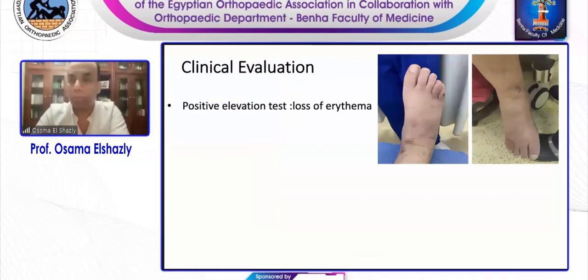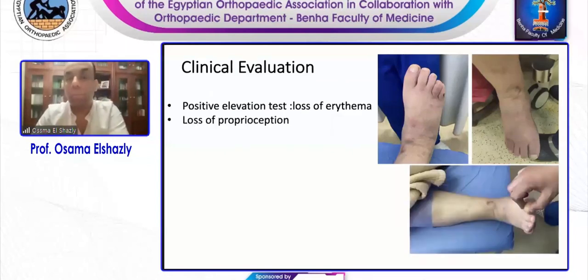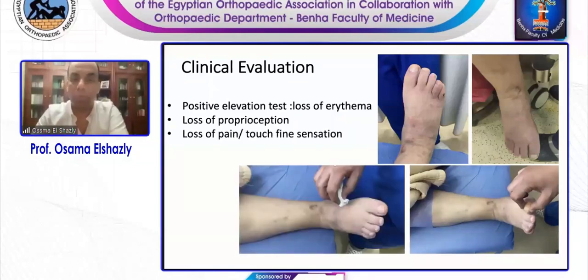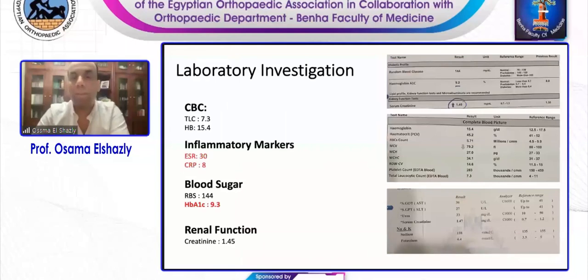This is the assessment of our patient. This is the elevation test we made. When the foot is hanging, it's swollen and erythematous. When it's elevated, the erythema disappears and it's much better. The patient has loss of proprioception as part of the problem, loss of touch and pain. And these are the laboratory investigations of the patient. CBC of the patient: total leukocytic count is normal. Acute phase reactants are slightly elevated. Blood sugar is uncontrolled with hemoglobin A1C 9.3, and renal function is 1.4.